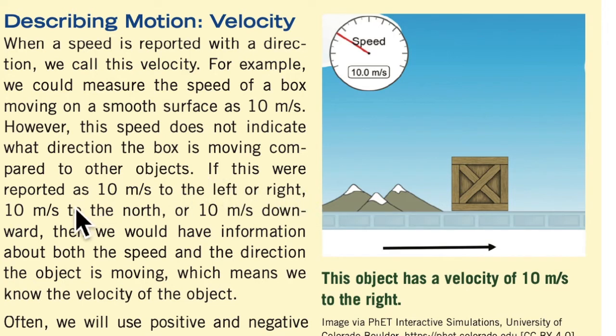If this were reported as 10 meters per second to the left or right, 10 meters per second to the north, or 10 meters per second downward, then we would have information about both the speed and the direction the object is moving, which means we know the velocity of the object. This object has a velocity of 10 meters per second to the right.